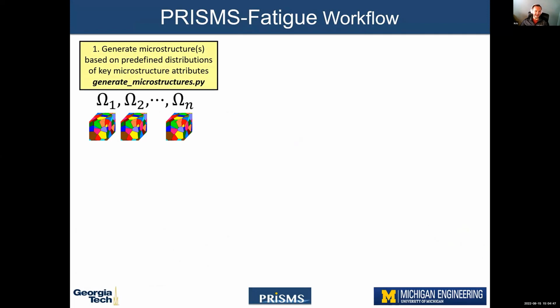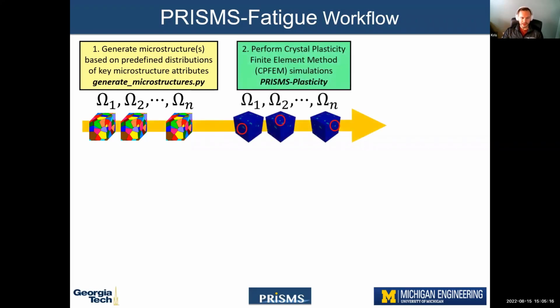Generate microstructures.py, as the name implies, is a Python script that calls the open source Dream3D software, and it generates microstructures that vary in some type of attribute. So you can make microstructure instantiations with different grain size or grain shape or crystallographic texture, whatever you could specify in Dream3D. And this Python script generates all the input files we need for PRISMS plasticity. Once we perform these simulations, I think Reza is going to go over this in more depth tomorrow. I'll touch on it today.